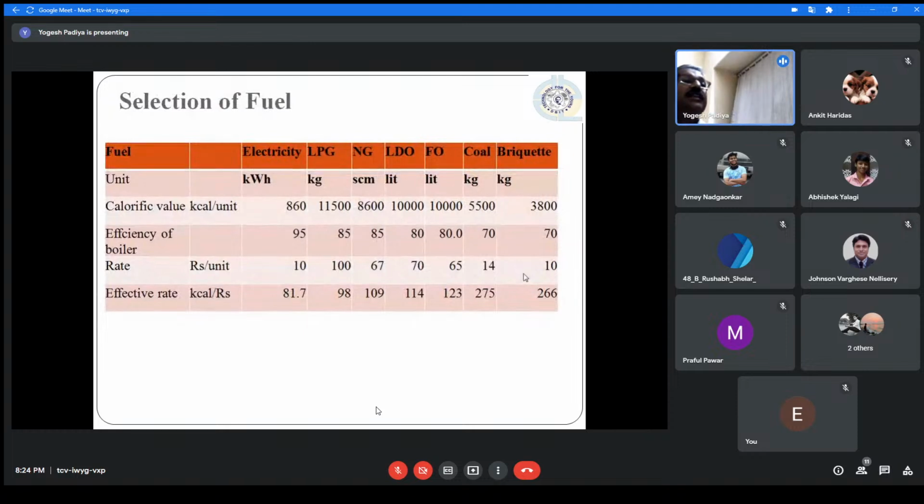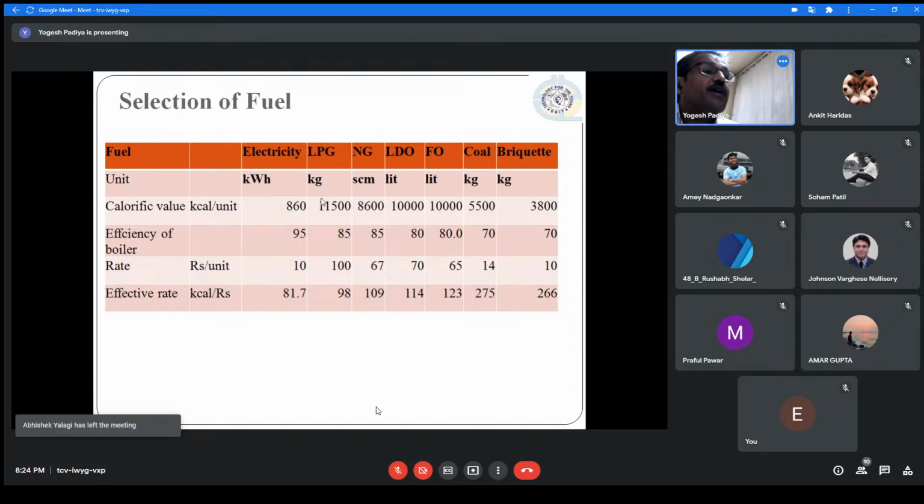Okay, now selection of the fuel, one of the most important things for mechanical engineers to know. We feel that LPG, NG, LDO are the best fuels. These are good, clean fuels because they have higher calorific value. They have good efficiency, and the burning efficiency of these is even better. But if I compare how much heat I am getting per rupee, then they are actually expensive.